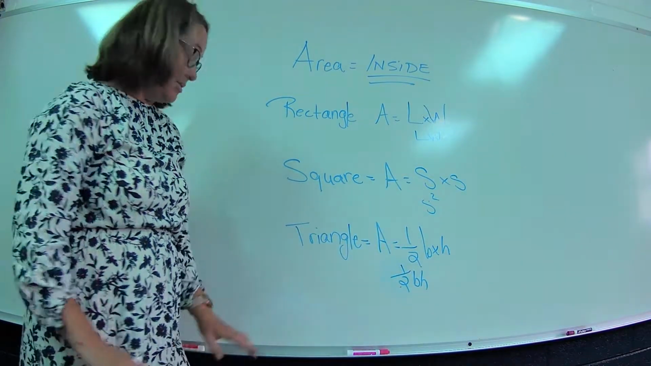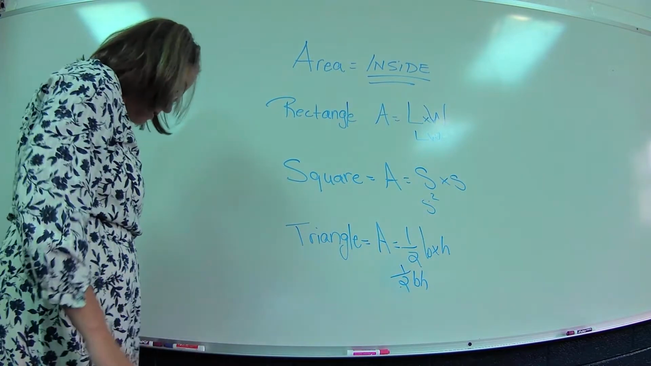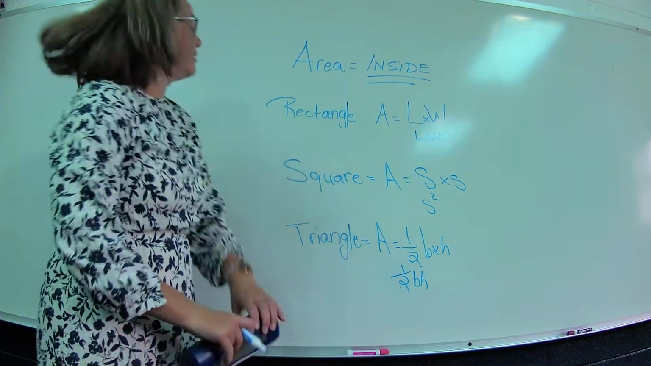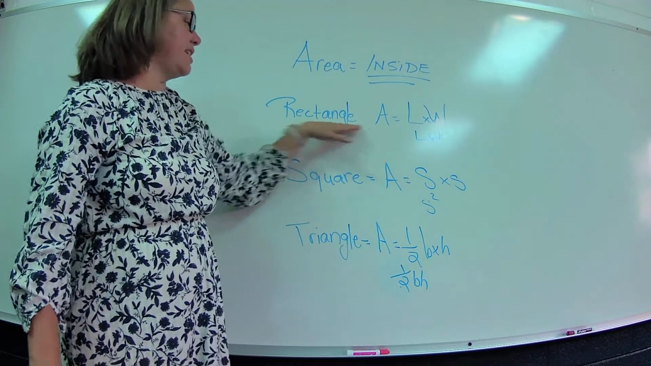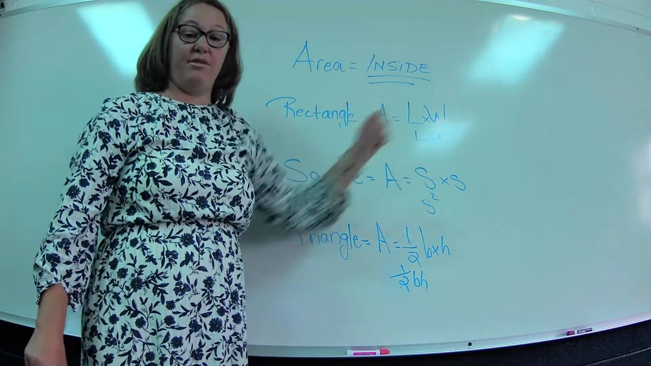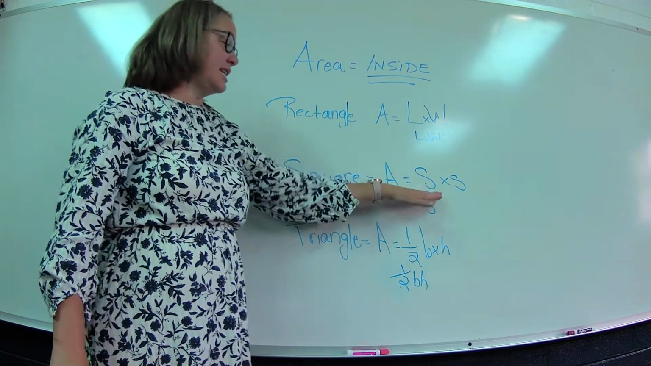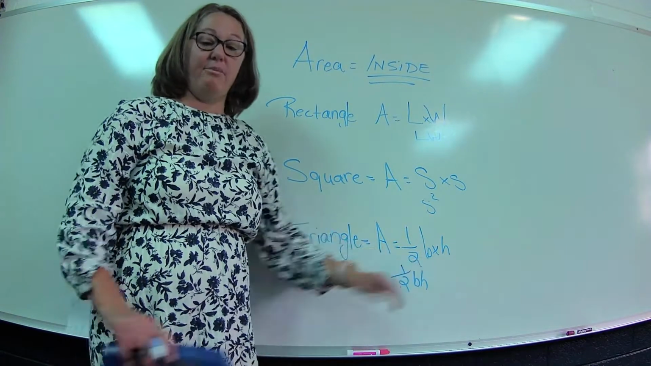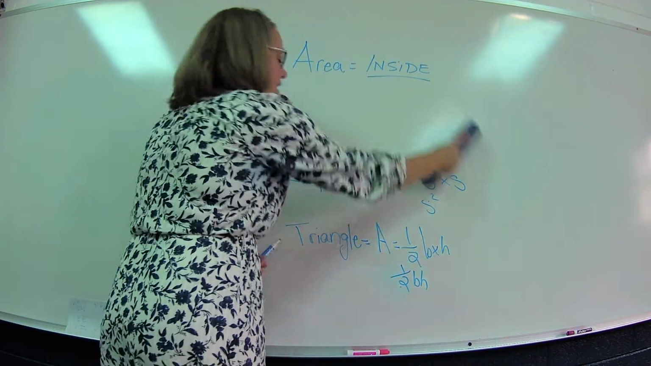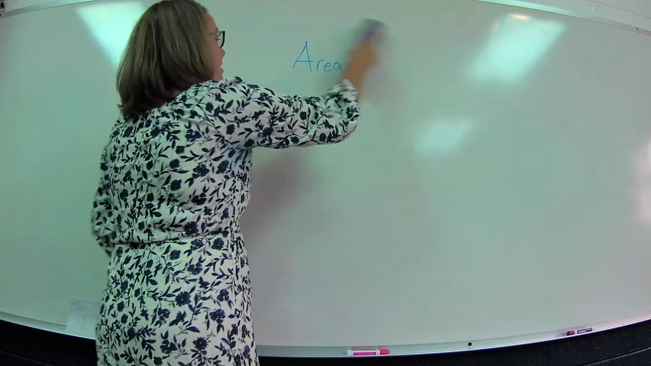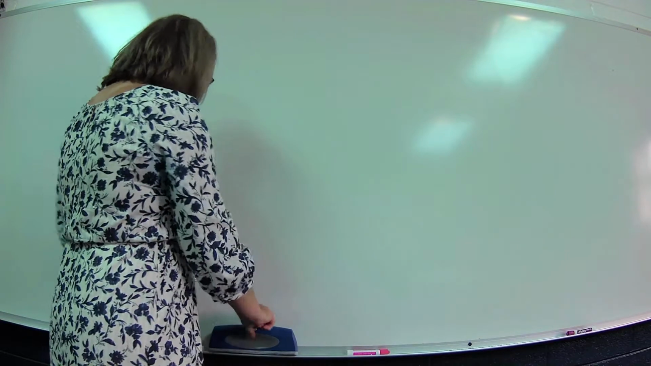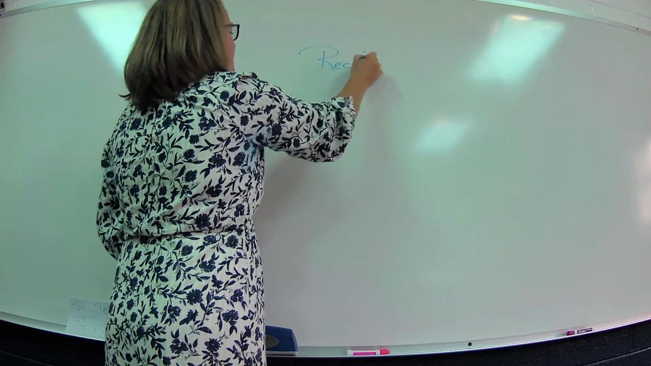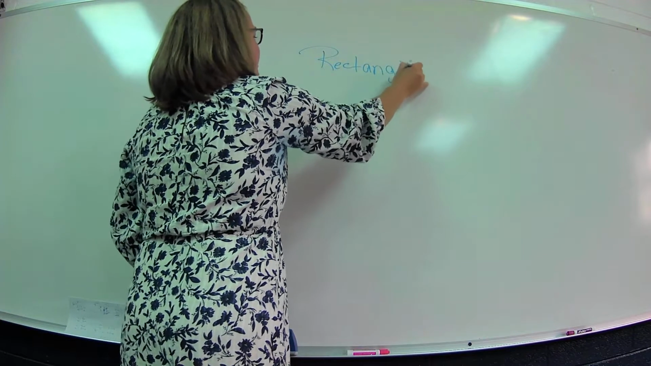So I'm going to use some of the same measurements I did with perimeter, but this time we're going to find the area. Area of a rectangle, length times width. Area of a square, side times side. Triangle, 1/2 of base times height. Let's keep those formulas twirling in our brain, keep our brain active. Let's start with our rectangles. See if I spell it right this time.